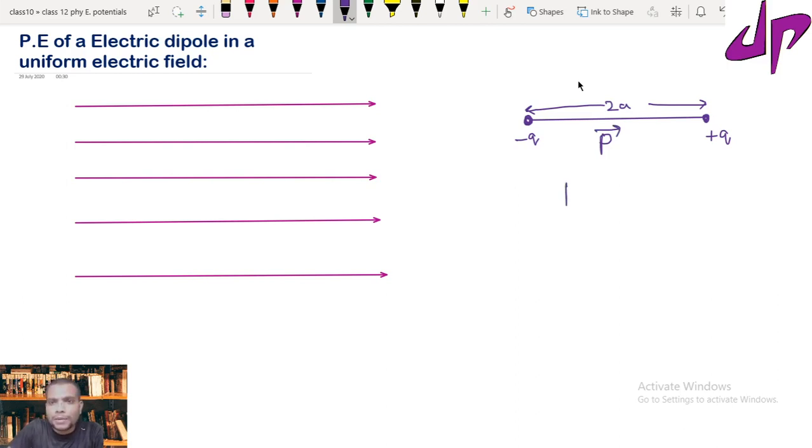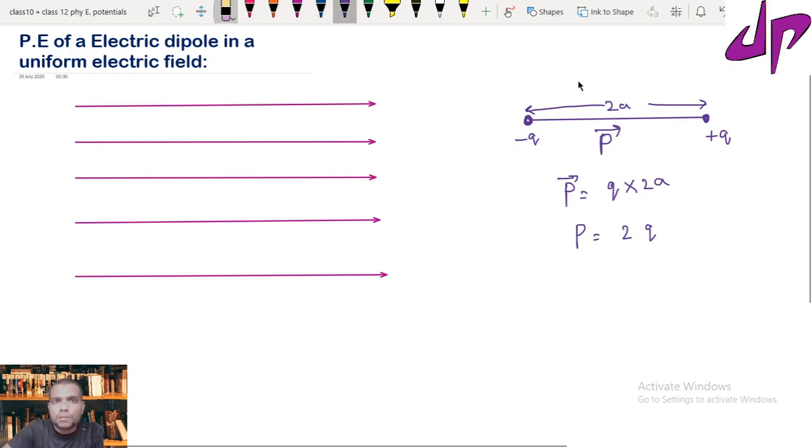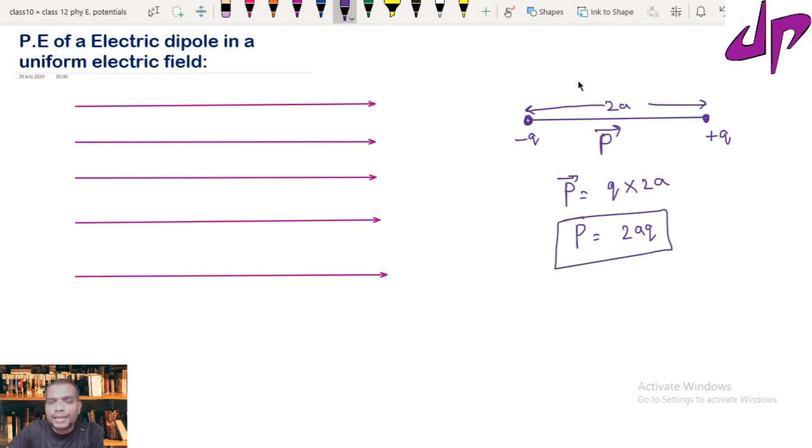We can write the dipole moment P as the magnitude of either charge times the dipole length 2a. So the dipole moment P equals 2aq, and its direction is from the negative charge to the positive charge. So this is the background knowledge about the electric dipole.